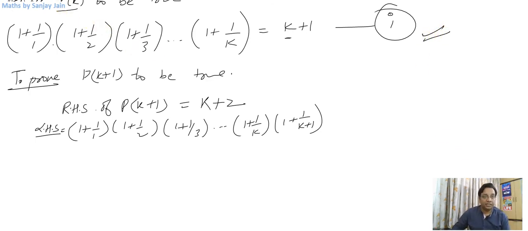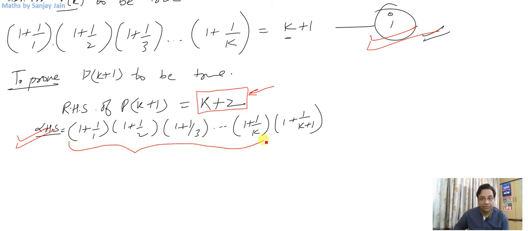And what is the end goal that should be there in my mind? That I need to achieve this on the right hand side. When I work on this left hand side using this equation, I should reach here. Then I will say P of k plus 1 is true. So let's do that. I can replace this portion with k plus 1. Why? Because this is equation number 1, and I can use this equation to do that.